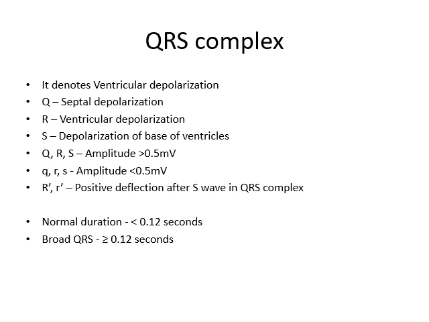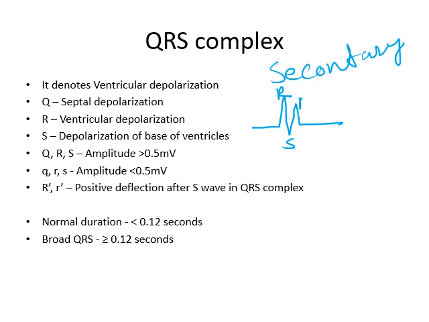Then sometimes you see something called a secondary R wave. After S wave, if this is R wave, this is S wave, sometimes you see a second positive deflection. So this is R, this is S, and this is labeled as R dash. So R dash, capital R dash or small r dash, is positive deflection after S wave in QRS complex. If the deflection is more than 0.5 millivolts, it is capital R dash, and if it is less than 0.5 millivolts, it is small r dash.